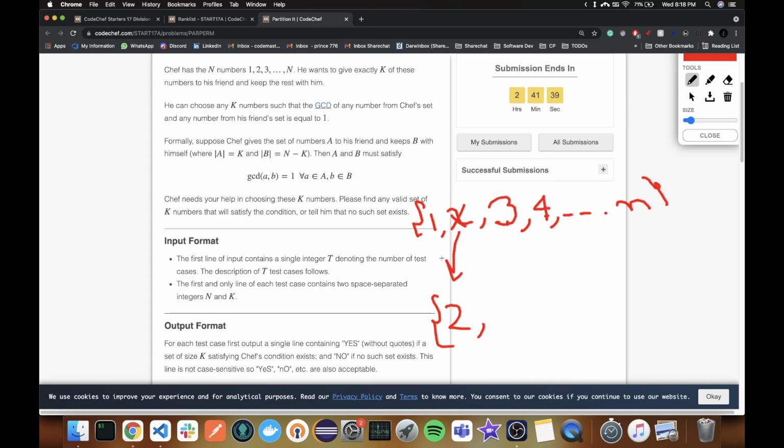Now if I want every number here to be co-prime with this number, then what I'm gonna want to do is remove everything that is divisible by 2 from there to here. But then I will also remove a number like 6, which will then not be co-prime with 3.